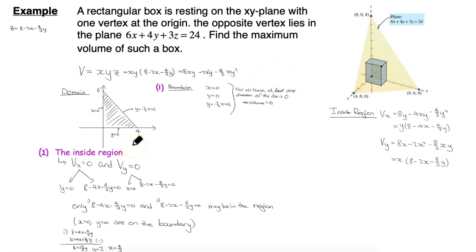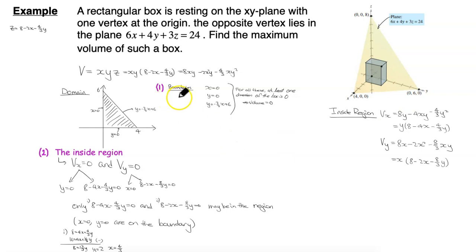The domain of this function is in the xy plane, and it's the triangle like here. If you look at this sketch, we are talking about this triangle here in the xy plane. If I choose x and y here, then the height of the box is defined, and the box itself is defined. The volume is defined.